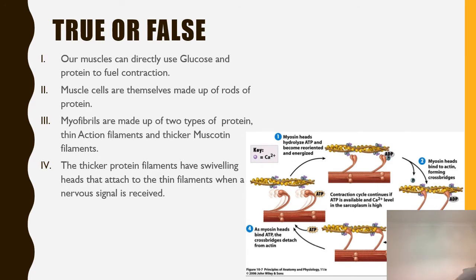So the last question sort of puts it together. It says the thicker protein filaments have swiveling heads that attach to the thin filaments when a nervous signal is received. So it's true, they do. So if you see this little picture on the right hand side, it's just showing a thick myosin filament with a swiveling head, and on the top you can see some ATP bound onto that thick filament. So that's what gives it the energy to swivel and do that work.